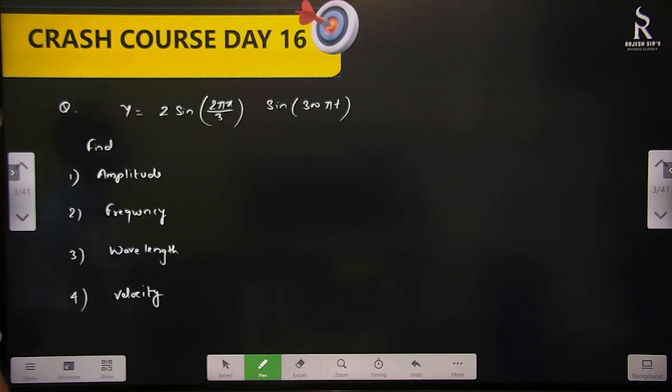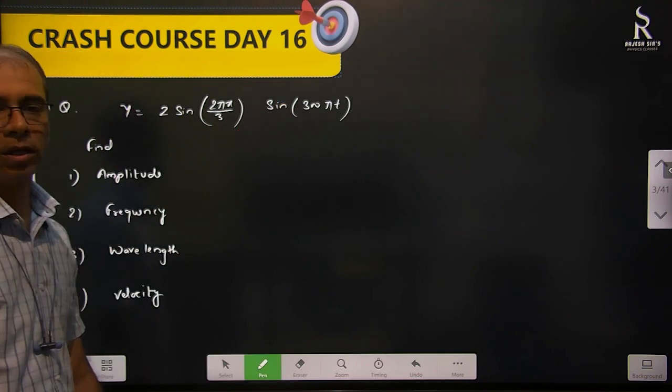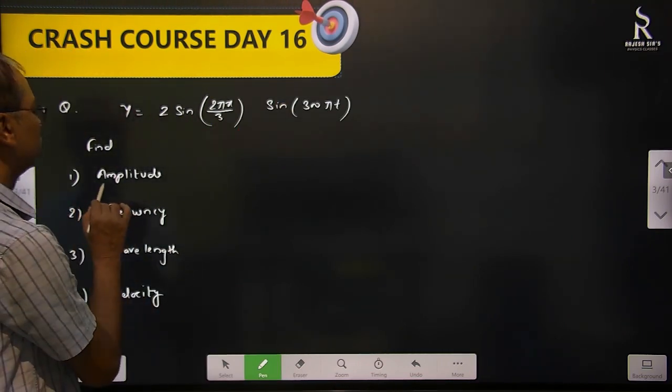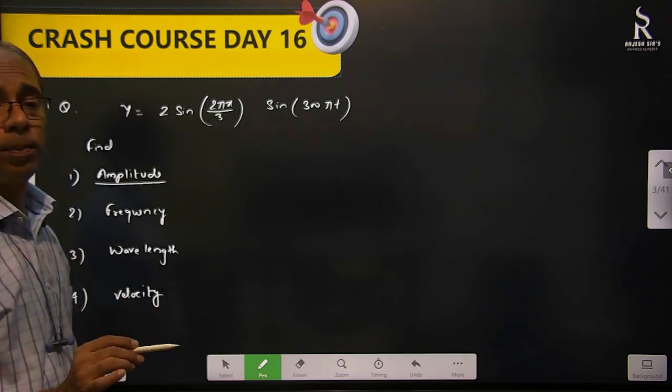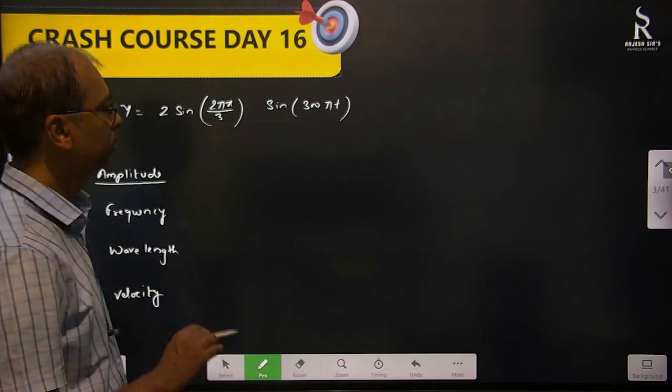So now we have a simple question for you. This is a standing wave equation. You can see that kx is separate and omega t is separate in that one, so it's a standing wave. So what do we have to find? It says amplitude. He didn't say amplitude of a particle which is situated at 5 centimeter or 10 centimeter. He just said this one.